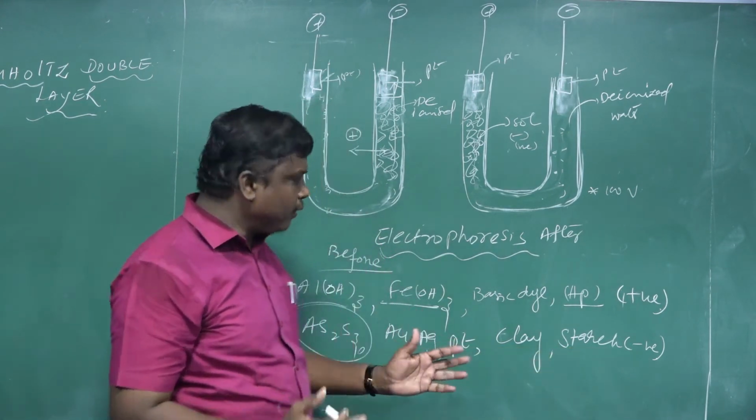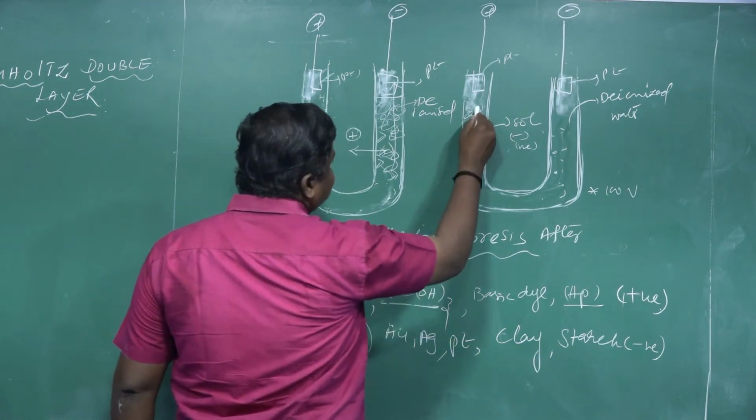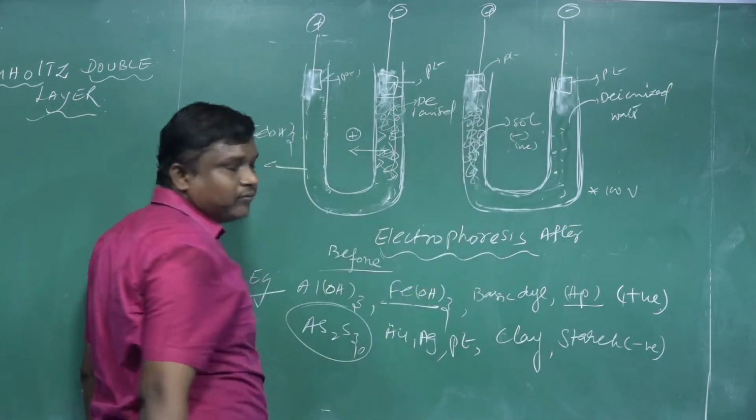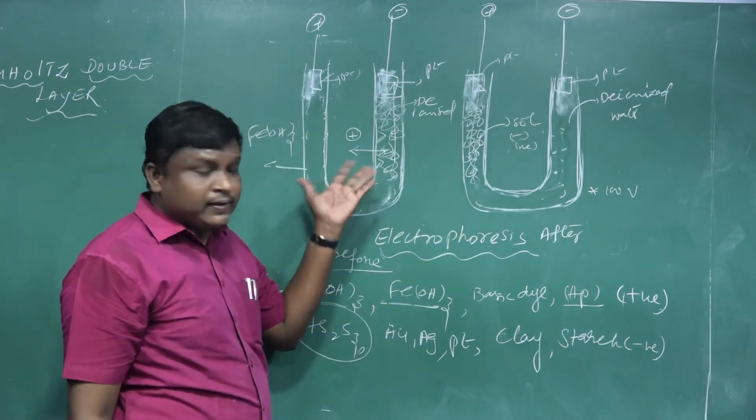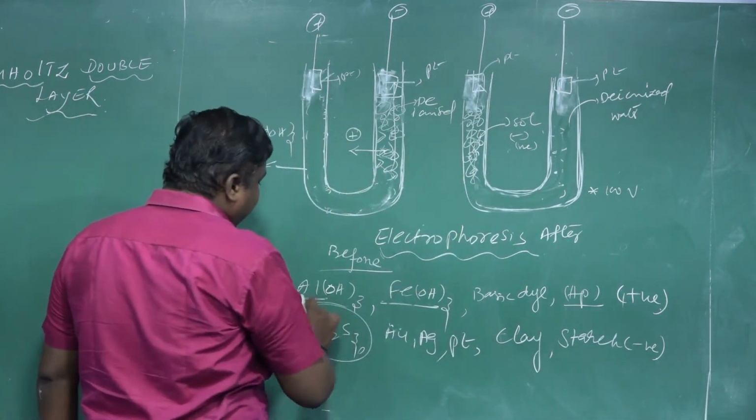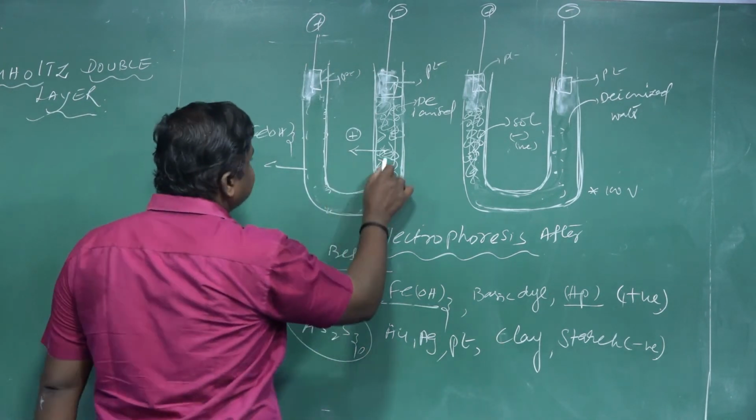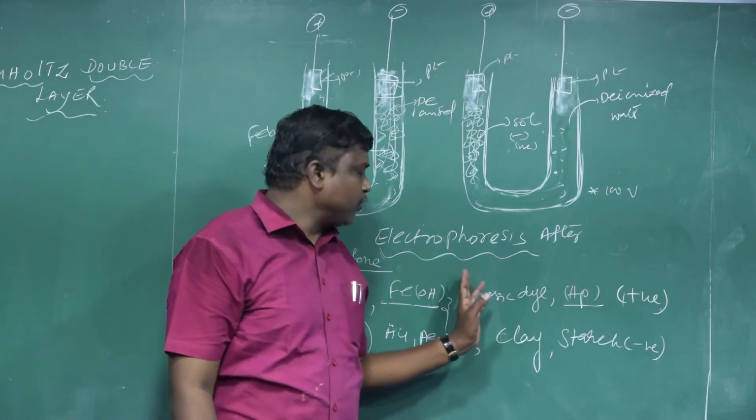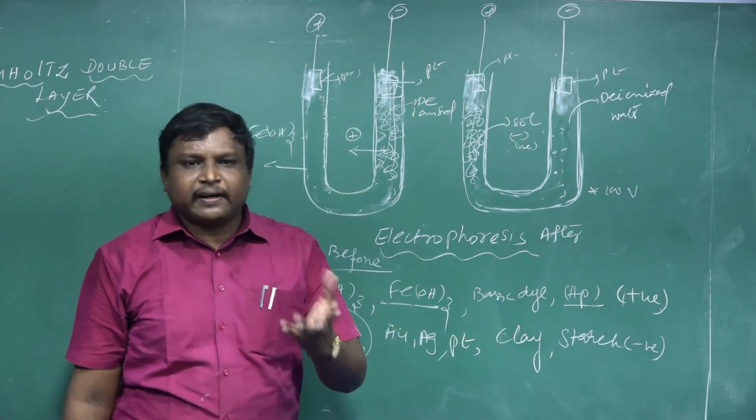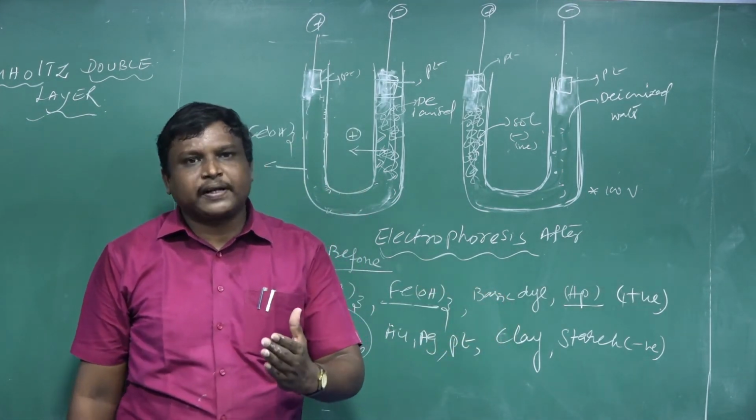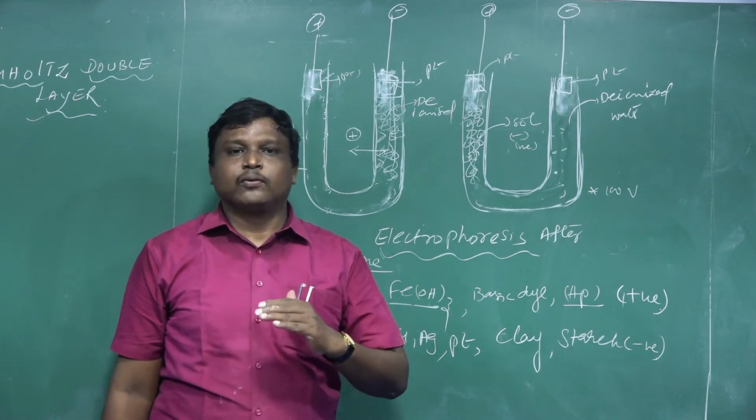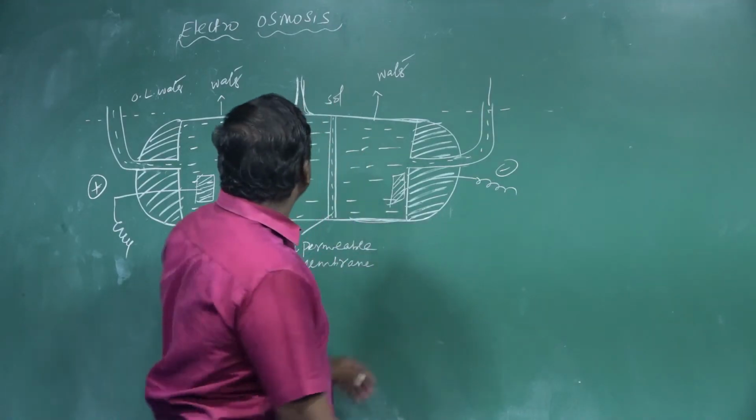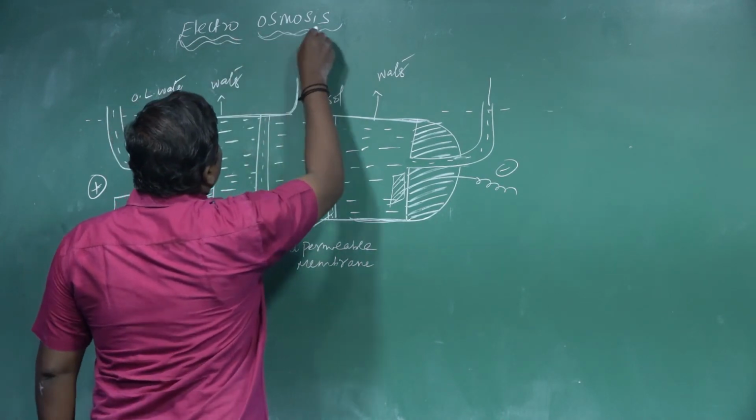Suppose the salt is negative, the positive side becomes raised. The positive limb becomes raised. Suppose the salt is positive, the negative side becomes raised. So finally we conclude electrophoresis: when you apply an electric field, there is migration of salt particles toward the opposite electrode. Okay, next, electro osmosis.